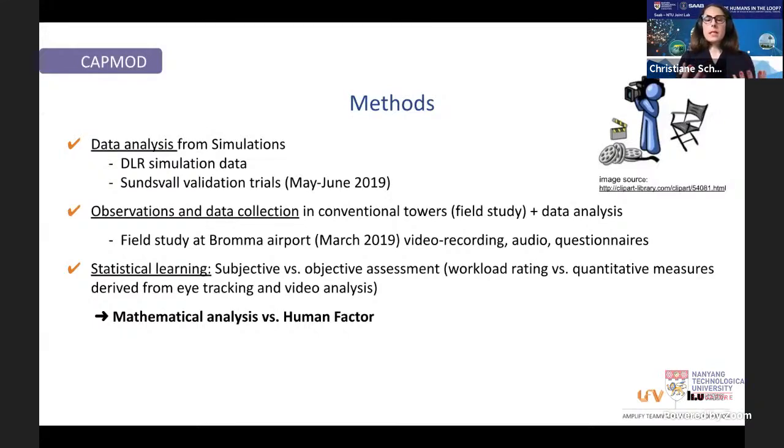So what are we aiming for? We do a mathematical analysis looking at both the subjective and the objective assessment. On the one hand, we have the workload rating by the controllers, and on the other hand, we have quantitative measures that, for example, come from eye tracking or the video analysis, and we try to see what kind of connection we can obtain.